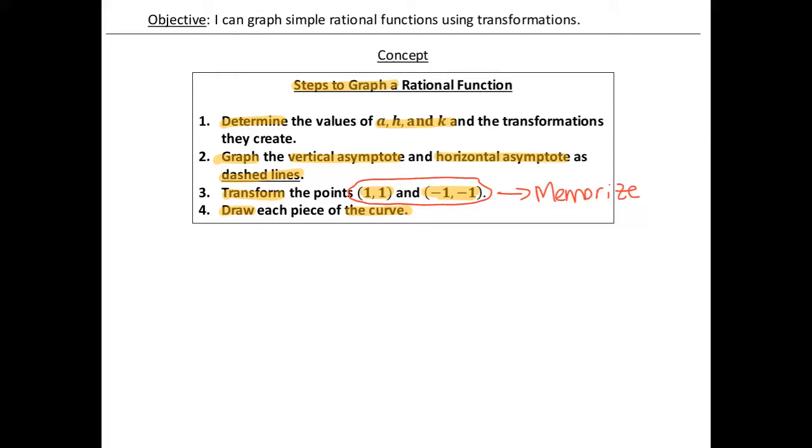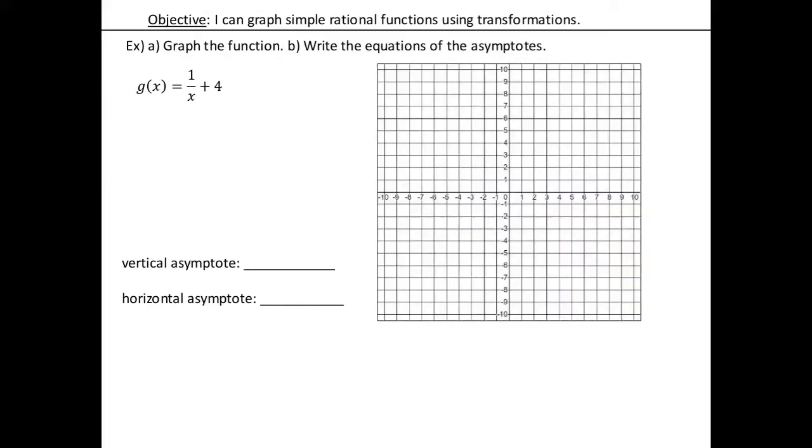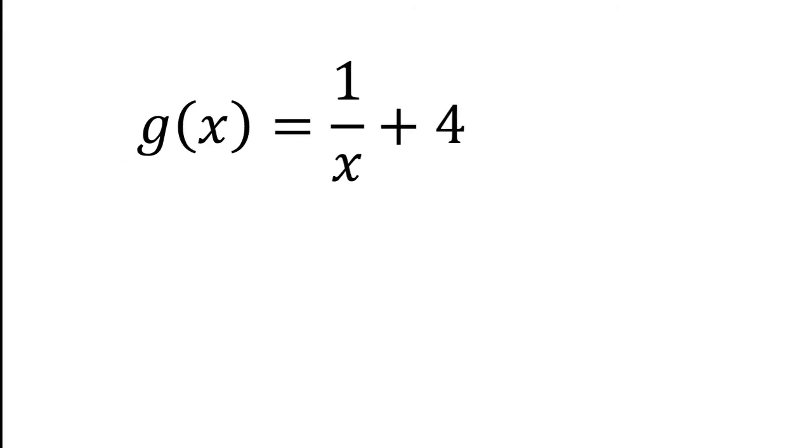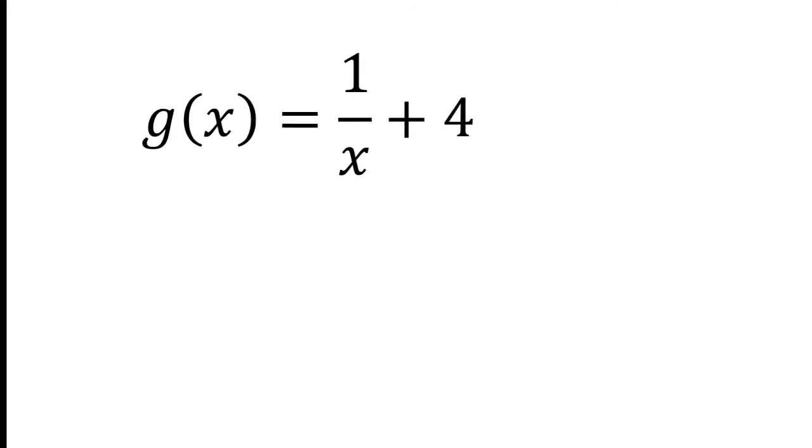All right, so let's go ahead and look at our first example, but you guys need to copy it down. So go ahead and copy. g of x is 1 over x plus 4.